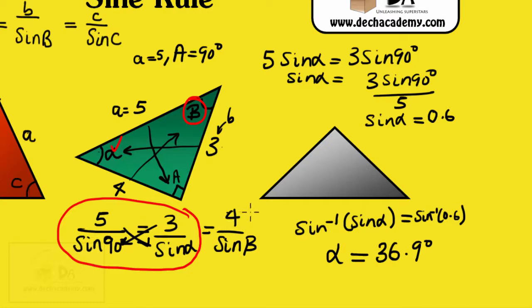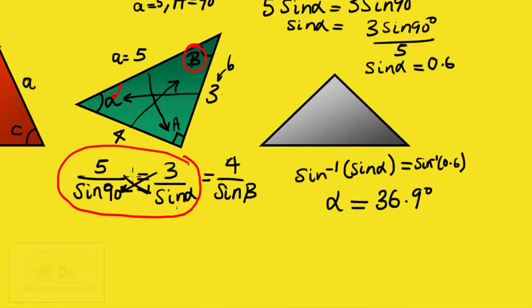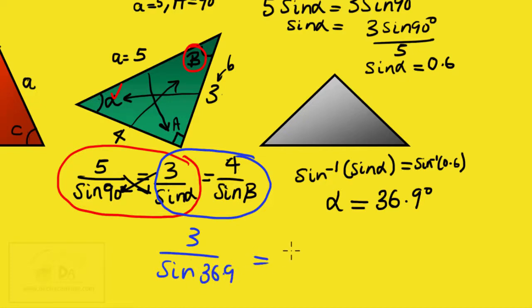One could use, like I said, this equation. This is another equation. Let me use a different color, blue. 3 over sine alpha is equal to 4 over sine beta. We know what alpha is now, so you can say 3 over sine 36.9 is equal to 4 over sine beta. Again, here we have an equation where sine beta is unknown. So you can cross multiply and make sine beta the subject of the formula, solve for sine beta, and then take the inverse sine to find beta, and you get an angle value.